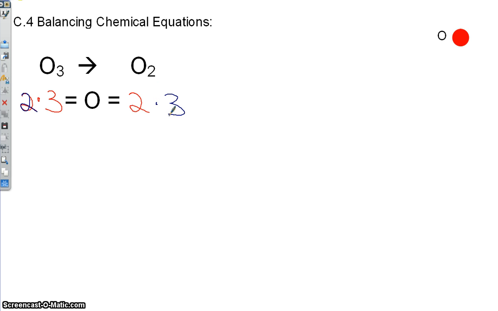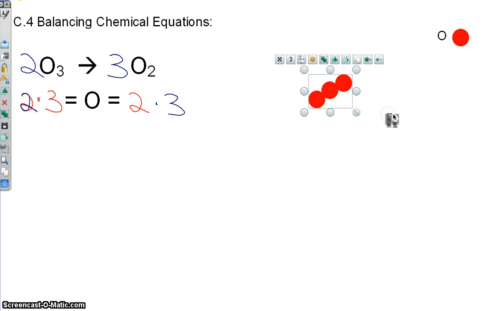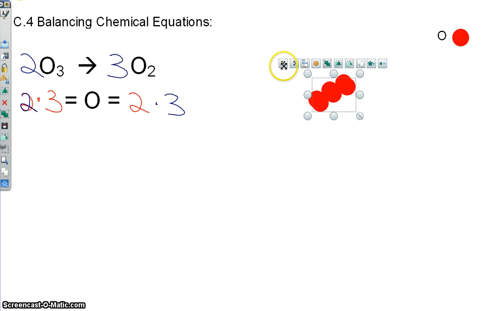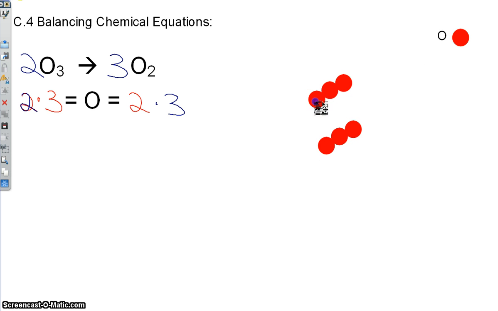Now, doing that means that I have to have 2 O3s to make my 6 oxygens, and end with 3 O2s. So you can see these blue numbers are the blue numbers down below. And again, checking that with my picture, if I start with 1, here's an O3. If I start with not one of those, but if I start with 2 of those O3s, I can rearrange those to make 3 O2s. So you can see mass is conserved.